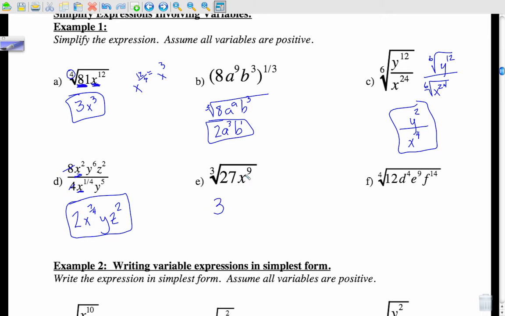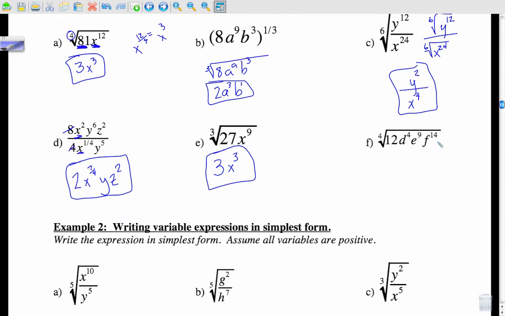Cube root of 27 is 3. 9 over 3, because that's the same thing as x to the 9 over 3, which is x to the third. The only weird thing is this letter F right here.